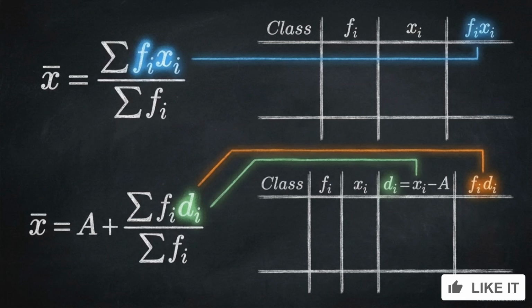To master these calculations, map the formula directly to your table setup. The direct formula requires a column for fi, xi. The assumed method needs a column for di and fi di. Memorize which columns belong to which formula, and the table builds itself.